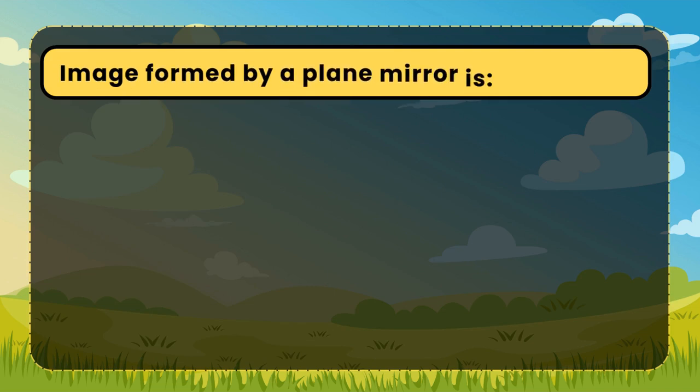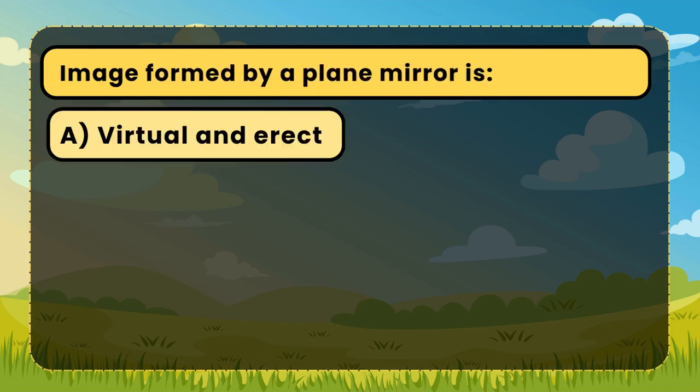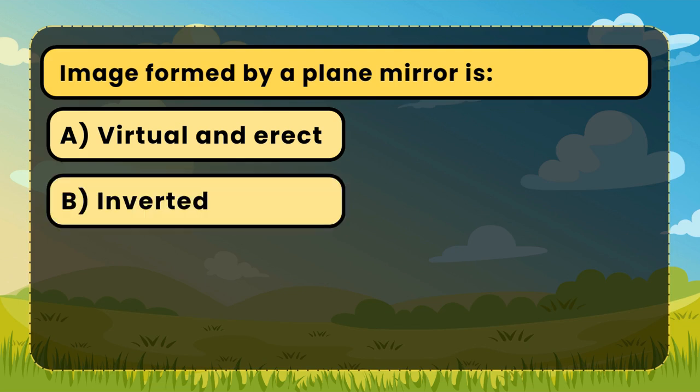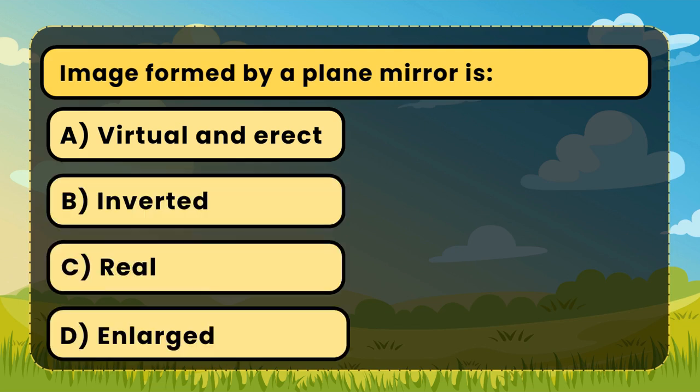Image formed by a plane mirror is A. Virtual and erect, B. Inverted, C. Real, D. Enlarged. The correct answer is virtual and erect.